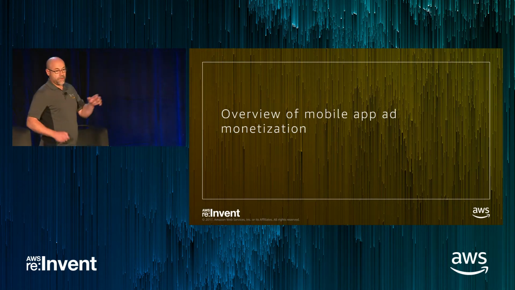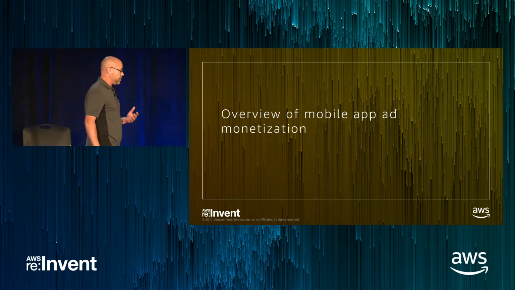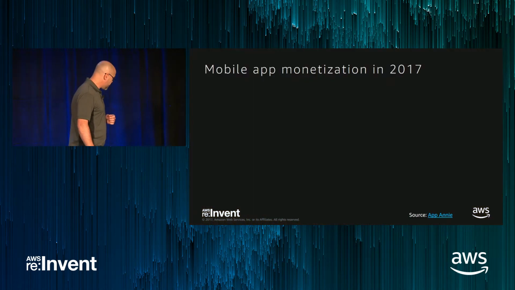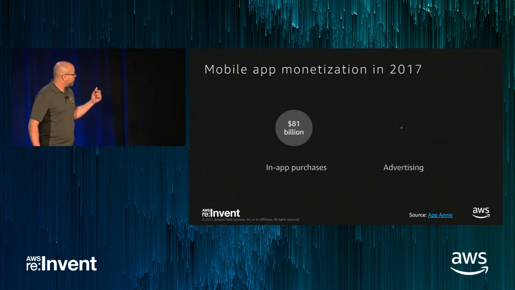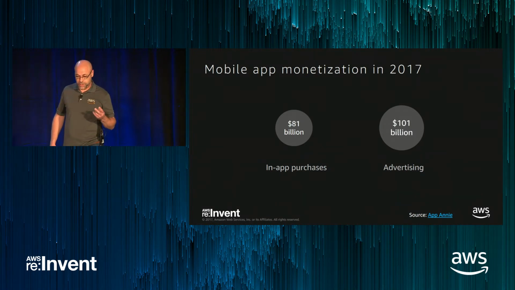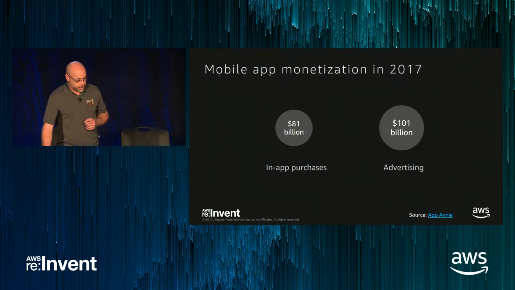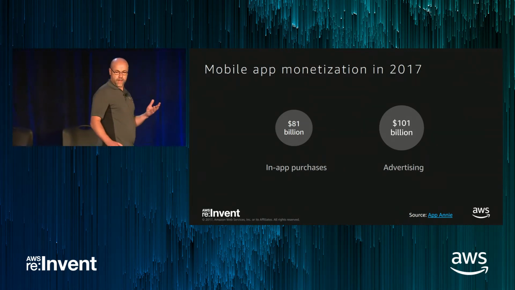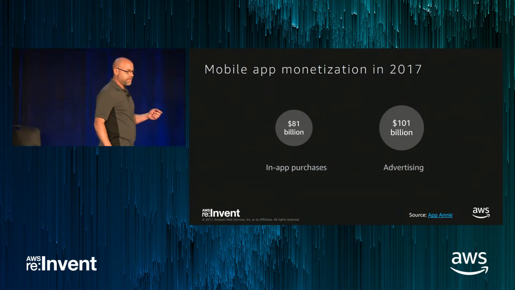So let's talk about the overview of what the whole ecosystem looks like. I'm glad everybody is new to providing ads in their applications. So, mobile app monetization 2017. We have in-app purchases and advertising. Those are the two big players in a freemium model. So we've got the two choices for generating revenue. Anybody have in-app purchases in their app right now? So in-app games, coins, whatever that might be.